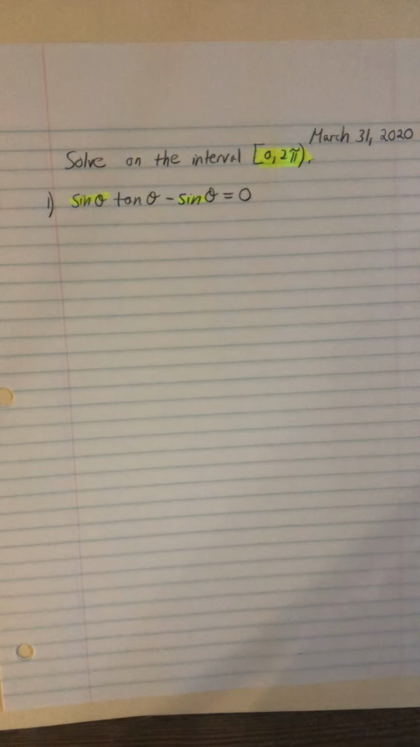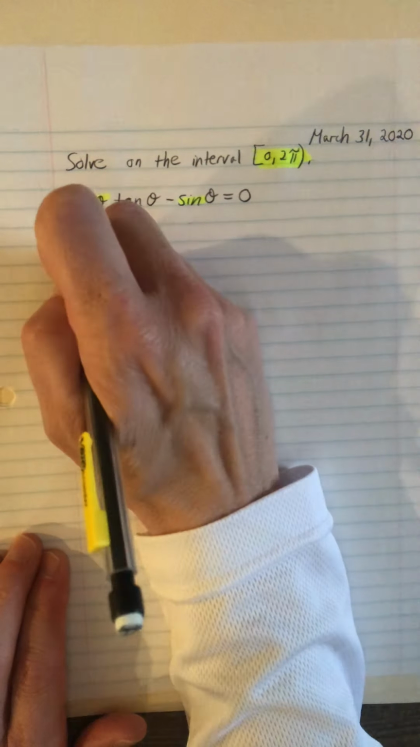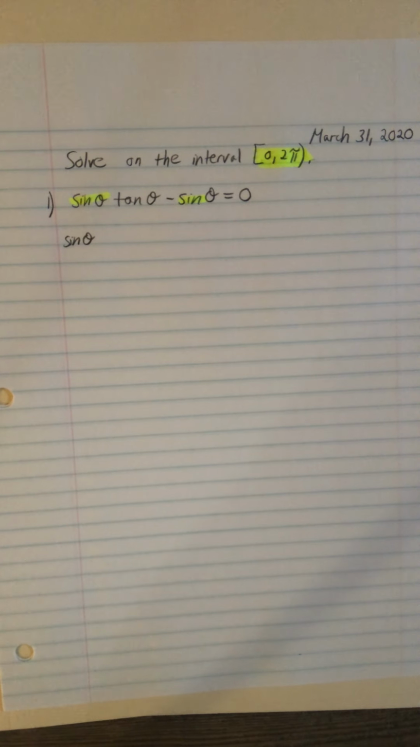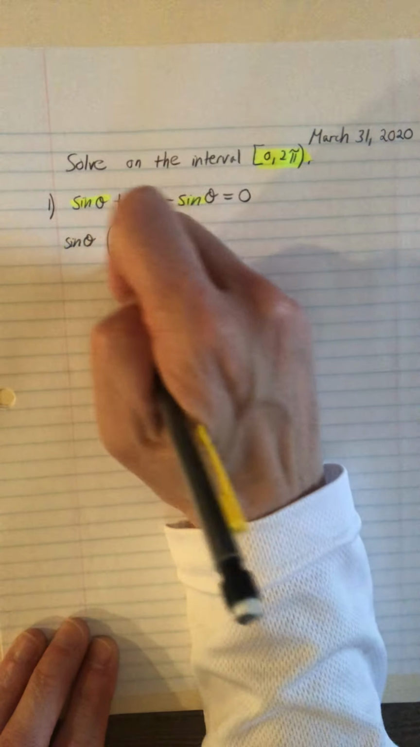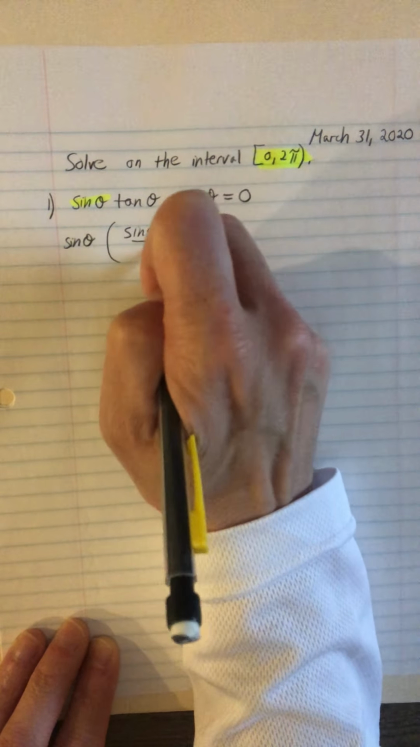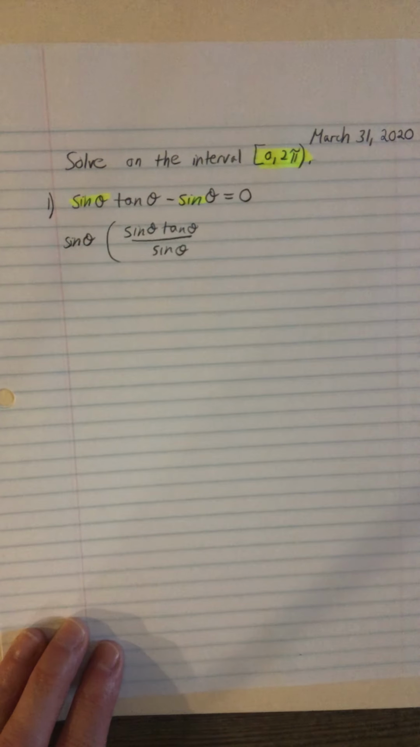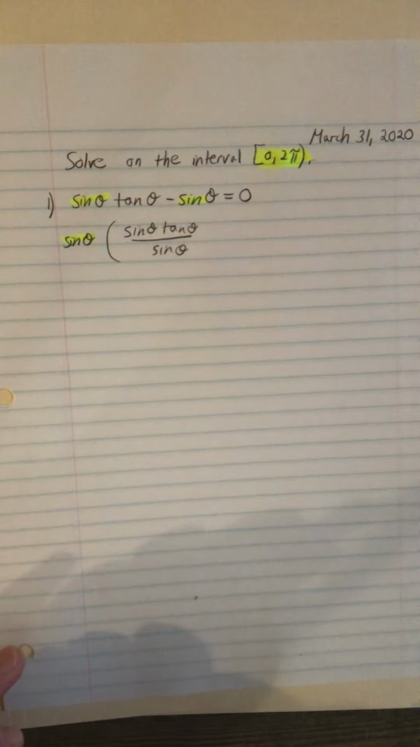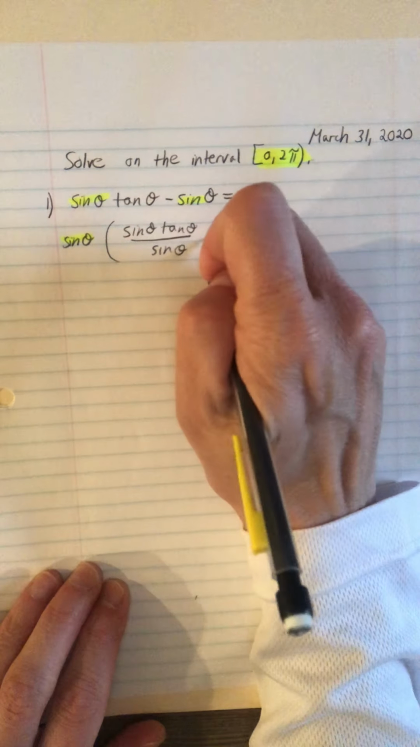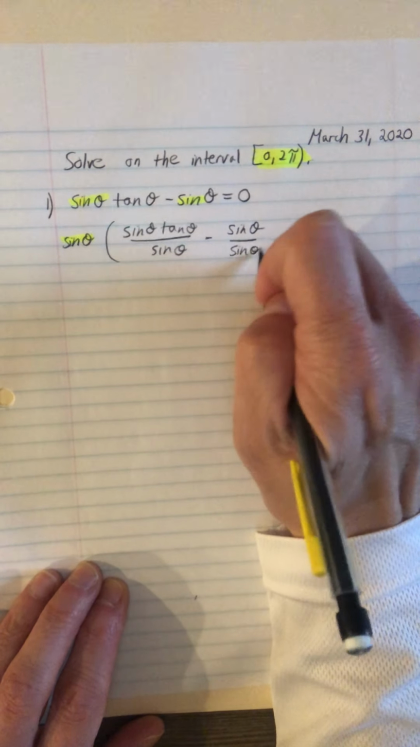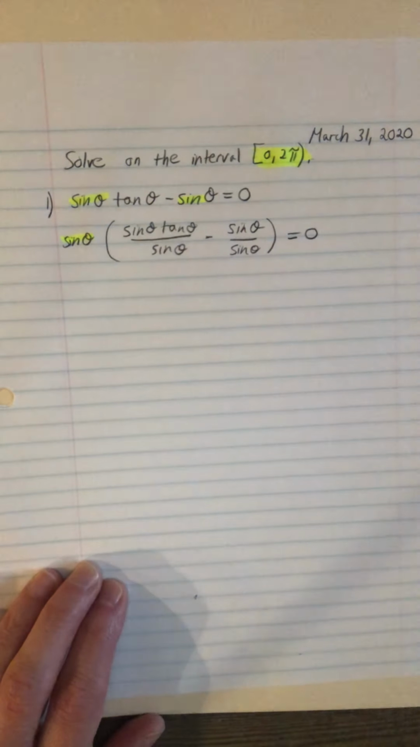Now remember, when I factor out a sine theta, factoring is the opposite of distribution. So instead of multiplying, we're going to be dividing the terms. That means I'm taking my sine theta tangent theta and dividing it by sine theta. That's what happens when I factor out that sine theta. Minus sine theta, I'm factoring out a sine theta, that means I'm dividing by sine theta. Everything gets divided by the value that I'm factoring out.